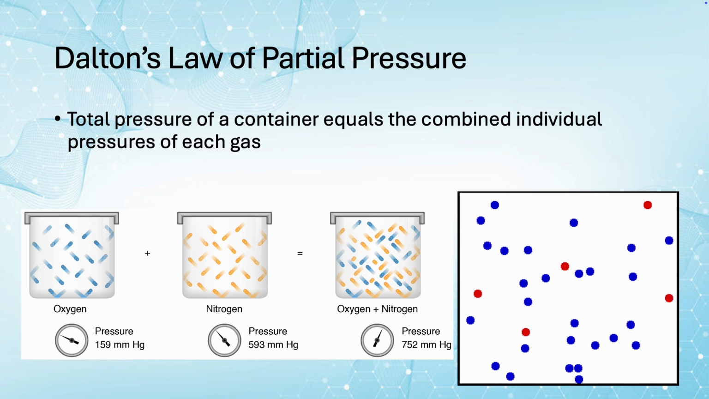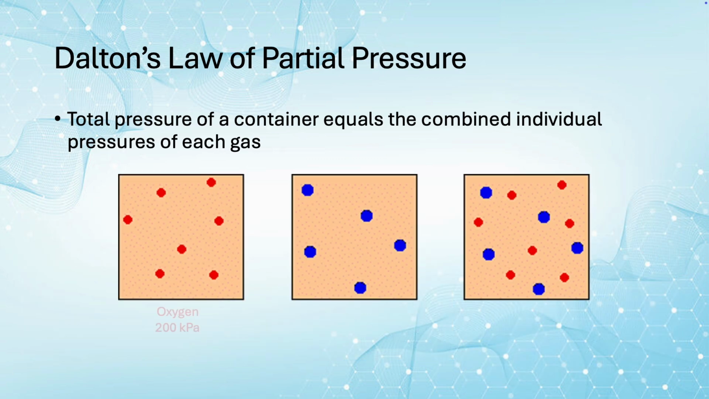For instance, if the pressure of oxygen was 200 kilopascals and the nitrogen is 100 kilopascals, the total pressure would be 300 kilopascals. Pretty simple. These two concepts conclude Unit 1.